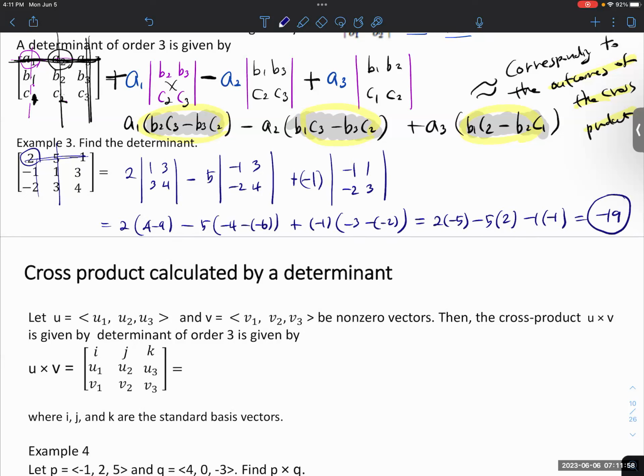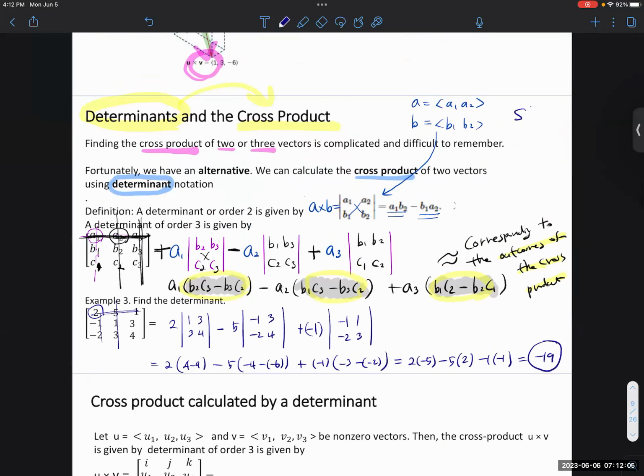So this is a cross product outcome by using the determinant. Does it make sense? So much simpler. So this is more of a shortcut.